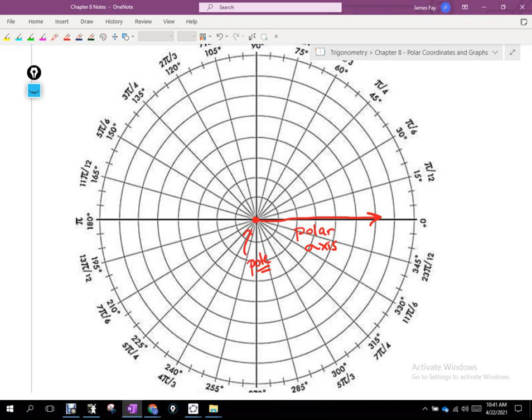When we talk about an angle that they give us in our polar coordinates, if it's positive, we're moving counterclockwise, like we have been all course. If it's negative, we're moving clockwise. Does that make sense? They can give it to us in degrees, or they can give it to us in radians. Every point is going to be an r comma theta.